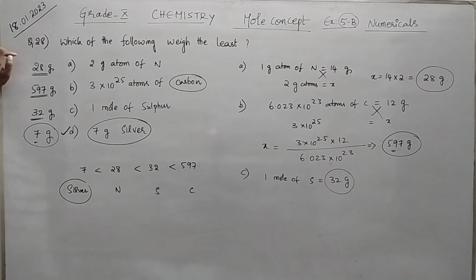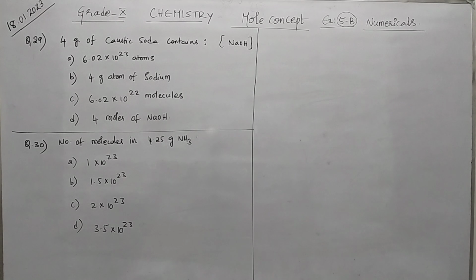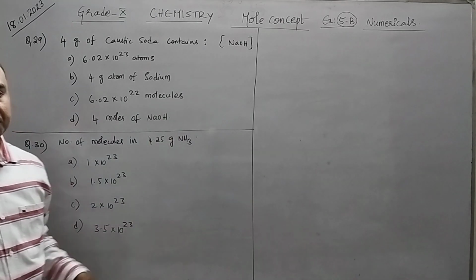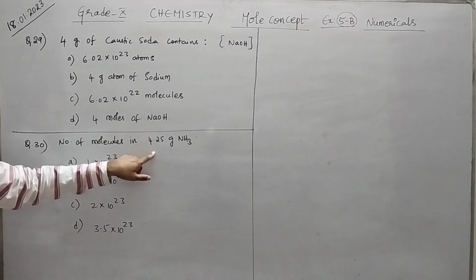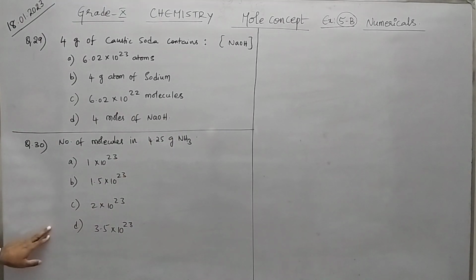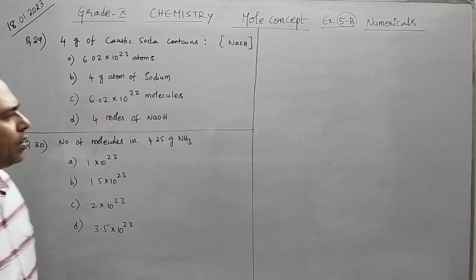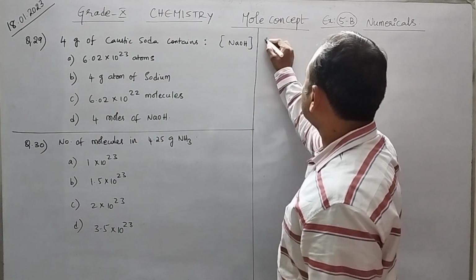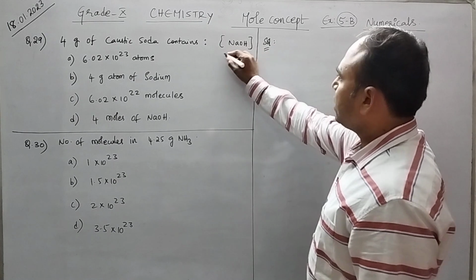Now let me solve question number 29 and 30. Now try to solve question number 29 and 30. 4 grams of caustic soda. So these are the 4 options. You have to find out the correct option. Caustic soda, you know, NaOH. Second one, number of molecules in 4.25 gram ammonia among the 4 options you can identify. So already you are familiar. So let me write question number 29 solution.